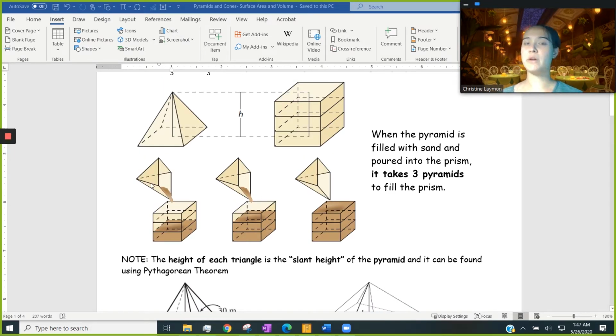Let's say I want to fill the prism with sand. Let's say I take my pyramid and I use it as a scoop, and I scoop up sand and pour it in. As long as the height is the same and the base is the same, so they're both the exact same square or the exact same rectangle, for example, then it's going to take 3 of those pyramid scoops to fill up that rectangular prism.